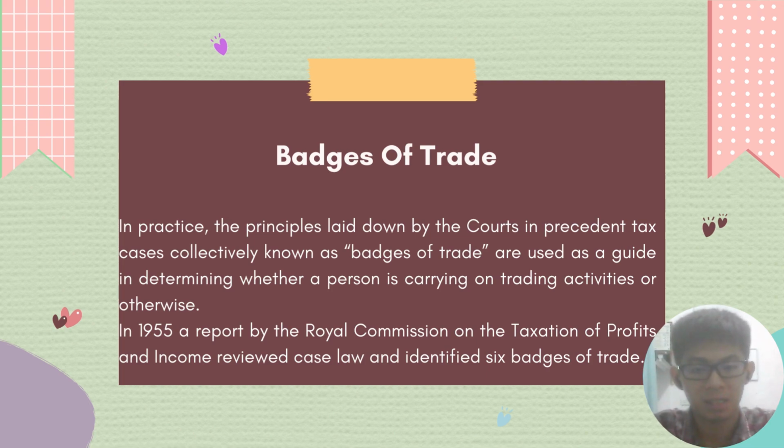In 1955, a report by the Royal Commission on the Taxation of Profit and Income reviewed the case law and identified 6 badges of trade, which are profit-seeking motive, period of ownership, method of finance, development or processing of assets, nature of the subject matter, and circumstances leading to litigation.